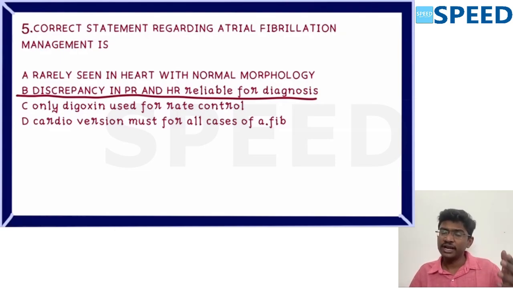Next, rarely seen in heart with normal morphology? No, because it is seen even in hearts with normal morphology. Like the most common non-valvular cause of atrial fibrillation is hypertension. So it is seen in normal morphology hearts also. It is not rarely seen. The only thing is the discrepancy in pulse rate and heart rate. This is called what? Pulse apex deficit. So this is reliable for diagnosis of atrial fibrillation. So B is the correct statement.